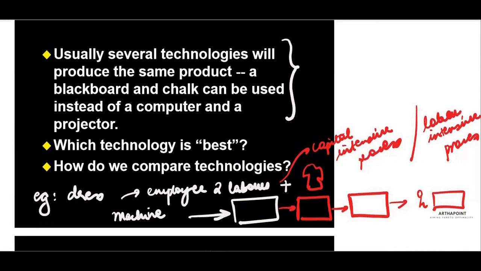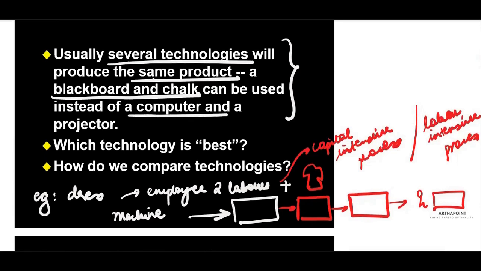So, I can have different technologies, but the process that I'm really following is to just create one frock, right? Usually you can have several technologies, and those technologies will produce the same product. A blackboard or a chalk can be used for the purpose of teaching. My tab and this pen can also be used for teaching. I can use a projector very well for teaching. I am generating the same output. My output is just teaching, but I'm using different technologies to do that.